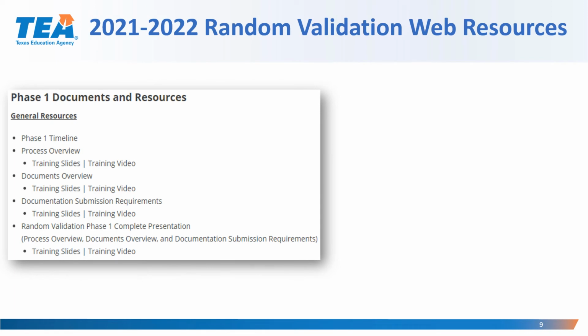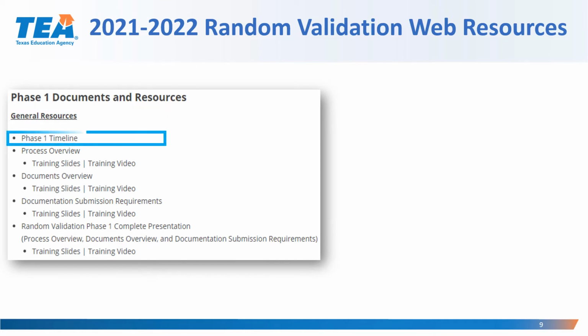The resources will be organized on the webpage by the particular phase of the random validation process. Here you can see the Phase 1 documents and resources. There will be a General Resources section. Under that General Resources section, there will be the Phase 1 timeline, a process overview, documents overview, documentation submission requirements overview, and the Random Validation Phase 1 complete presentation that includes all of the presentations noted here.